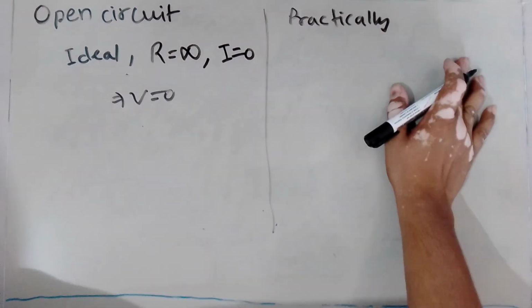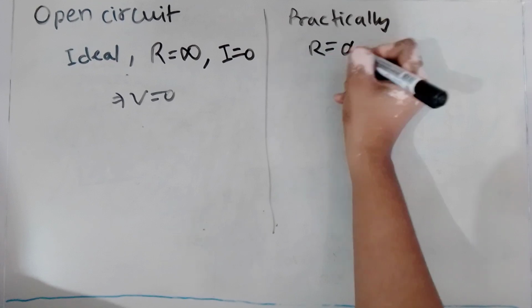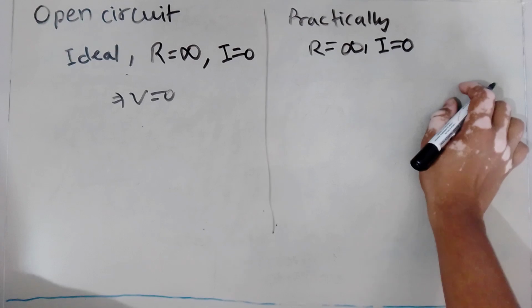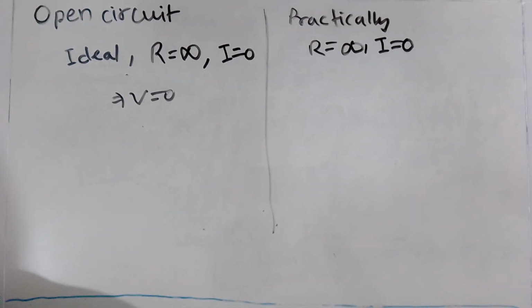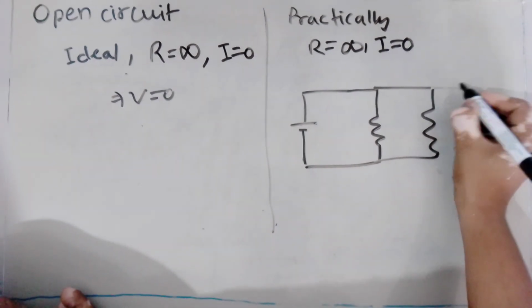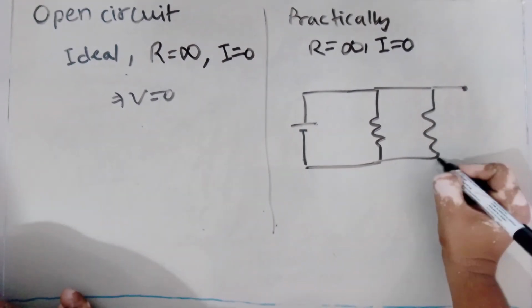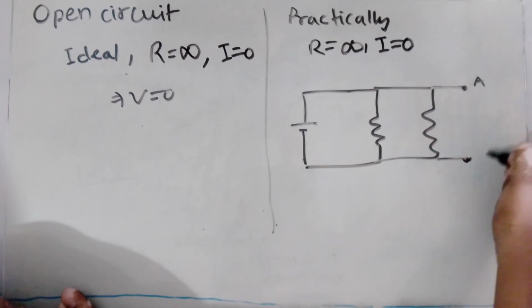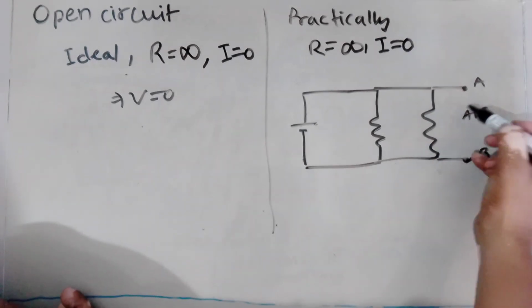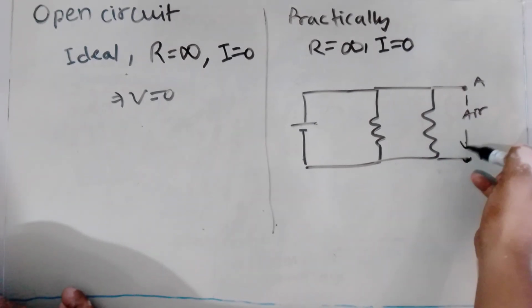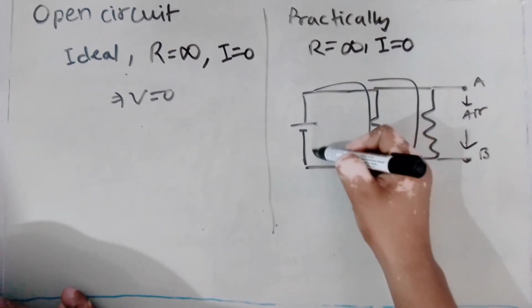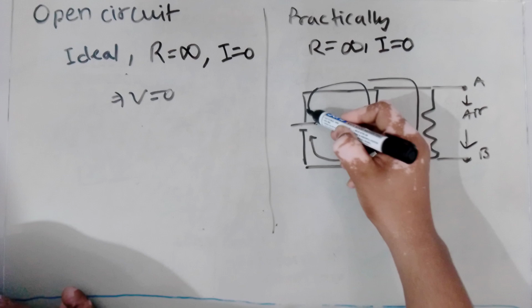Now let's take the practical case where R will be infinite because it's an open circuit and I will be zero. Current flowing through the circuit will be zero. Here let's assume 2 points which are of open circuit connection, this point A and B. But we see that even though current doesn't flow through this path, it will still flow through these circuits and will get back to the voltage source.